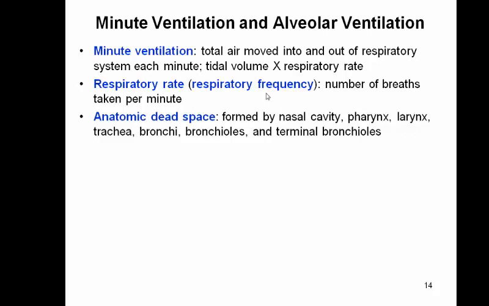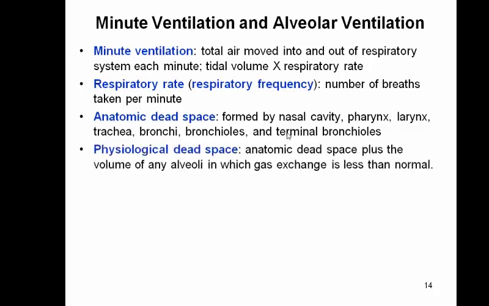Now, not all the air we ventilate the lungs with participates in respiration, and that's called anatomical dead space. We have air that always exists in our nasal cavity, pharynx, larynx, trachea, and all the air passageways. It's important that we maintain a certain amount of air in all those passageways so that we don't produce a vacuum and collapse them. But that air does not participate in gas exchange, and that's why it's referred to as dead space. It doesn't mean it's useless, it just means that it does not participate in respiratory action.